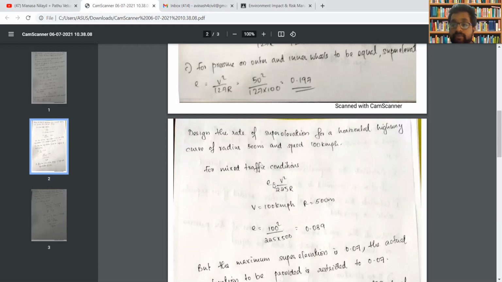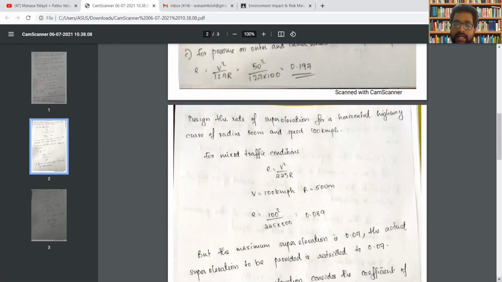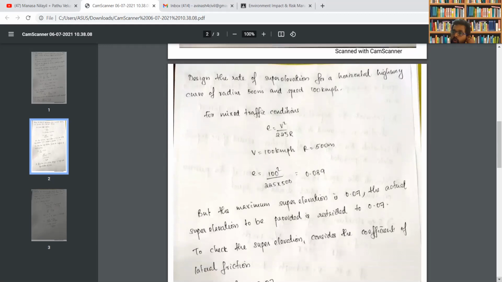You will be substituting the formula of 127 R, but here the formula should be V square divided by 225 R. So V is 100 kilometer per hour and R is 500 meter. So E is equal to 100 square divided by 225 into 500, that is 0.089. That is the value for super elevation.